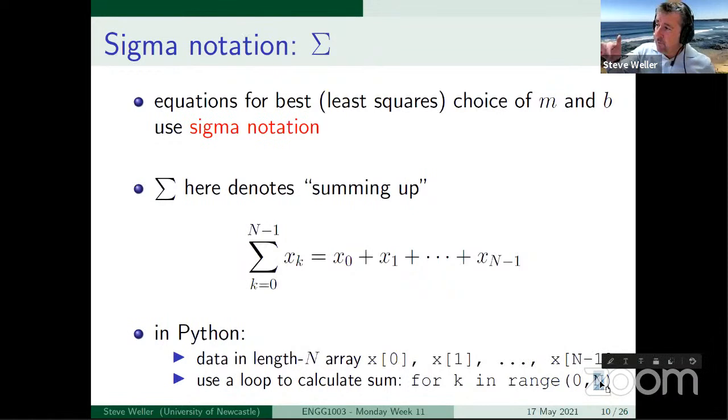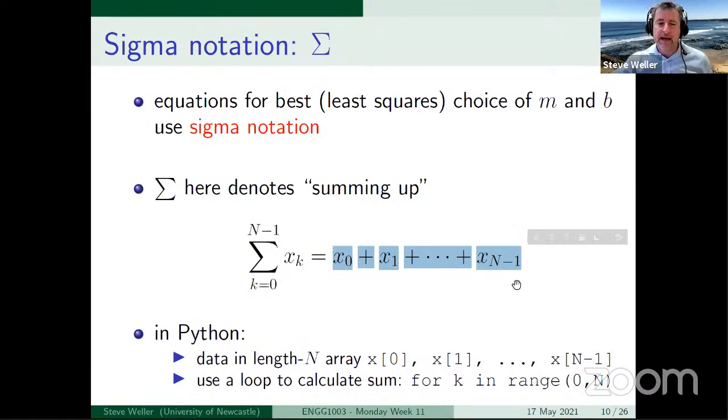So I'm presenting this sigma notation to you before. You may have seen it before, and I'm recapping it if you have. If you haven't seen it before, there's nothing to be scared about. It's a shorthand for the long form here.